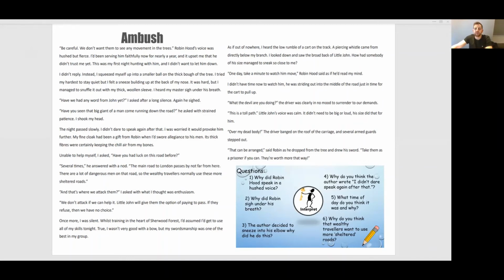So we know that he spoke in a hushed voice because it says here his voice was hushed but fierce. Now we know that the title of the text is called Ambush, and in an ambush, as we discovered on Monday, an ambush is like an attack that happens where you are hiding or lying in wait, waiting for the right moment to strike. And obviously the ambush wouldn't be very successful if the people they were about to rob heard them coming. So he was speaking in a hushed voice to stay hidden.